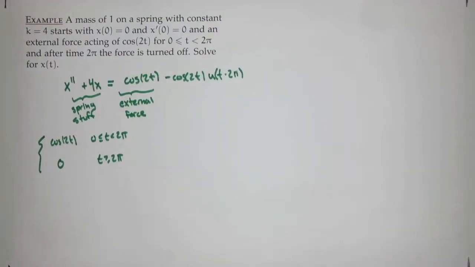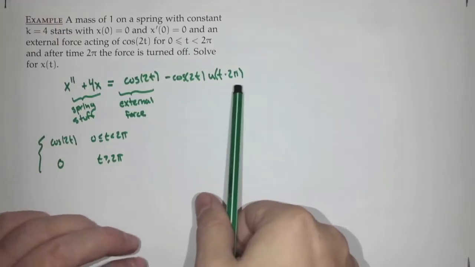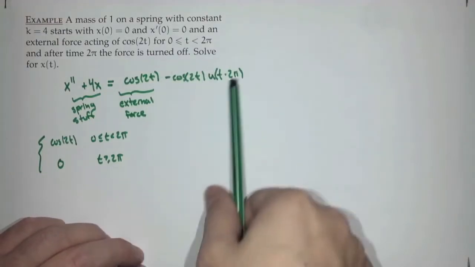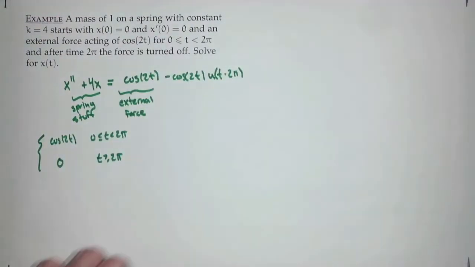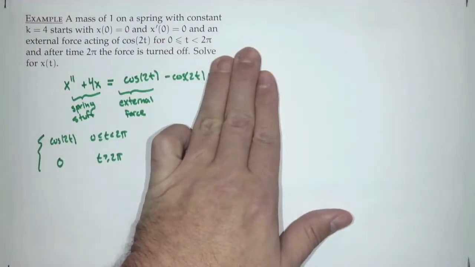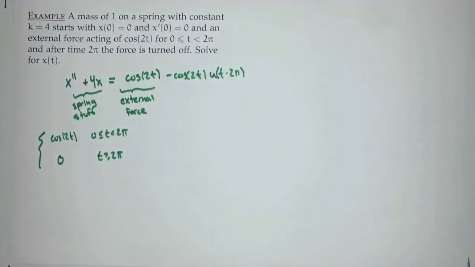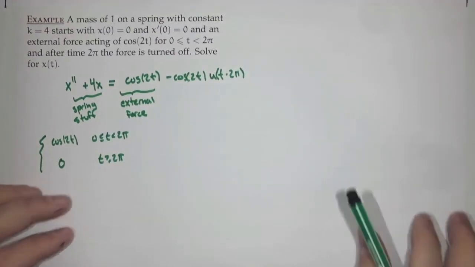So what's going to happen here is before time 2 pi, this last part, we won't see it. So we'll just see cosine 2t. After time 2 pi, we'll see cosine 2t minus cosine 2t, which is 0. Okay, so we're happy. Good. So that is our differential equation.